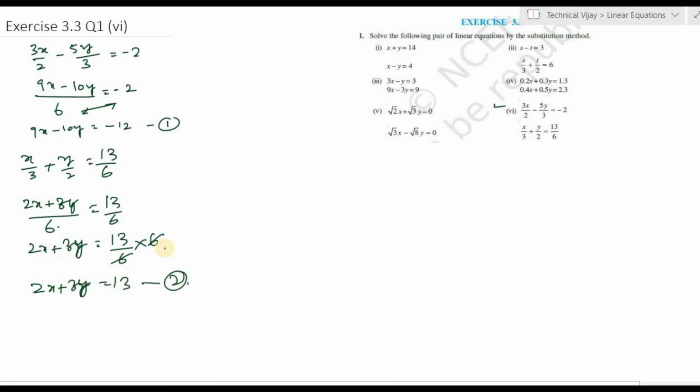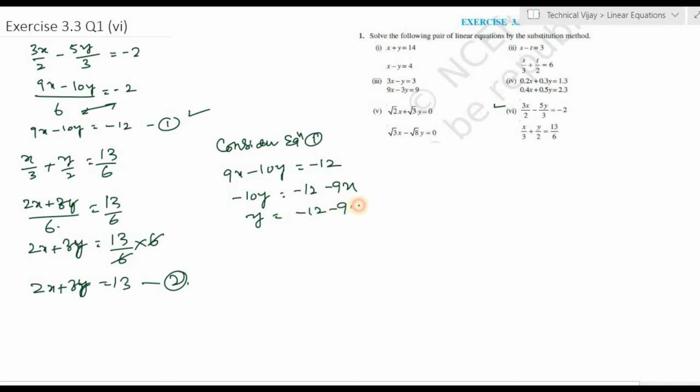This is the second equation. So now we will consider equation 1. So here 9x minus 10y is equal to minus 12. So minus 10y is equal to minus 12 minus 9x. So y is equal to minus 12 minus 9x divided by minus 10. So this can be written as 9x plus 12 divided by 10, because the minus we have taken outside and it gets cancelled. So this is the y value we got.